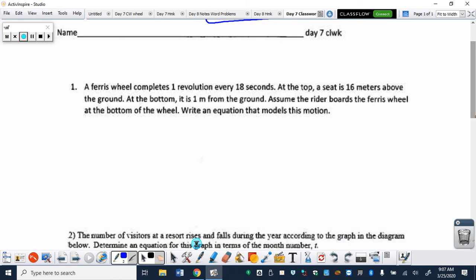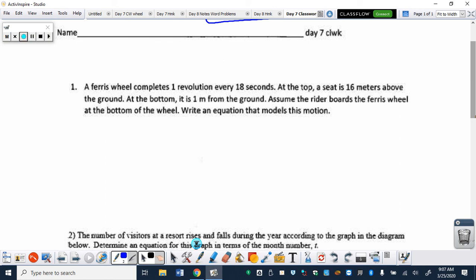Okay, another Ferris wheel question. A Ferris wheel completes 1 revolution every 18 seconds. At the top, a seat is 16 meters above the ground. At the bottom, it is 1 meter from the ground. Assume the rider boards the Ferris wheel at the bottom of the wheel. Write an equation that models this motion. We're not only going to write the equation, but we're also going to graph it.